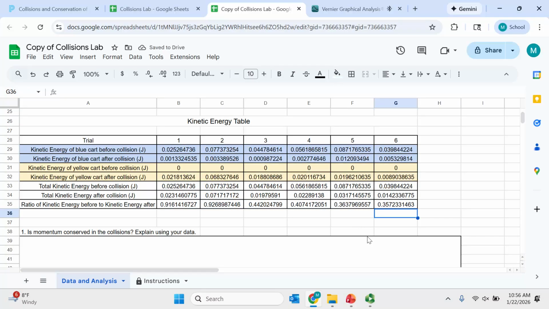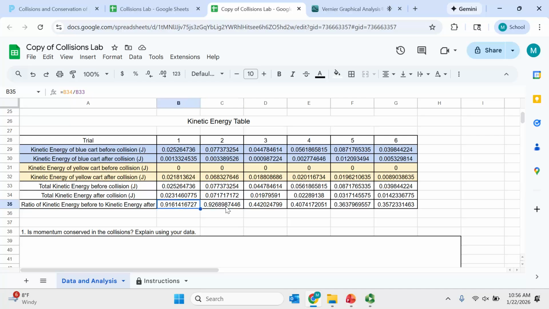So kind of like with momentum, what I'd be looking for if kinetic energy is conserved is numbers that are close to 1. Some of these are clearly not close to 1. If I look at trials 3 through 6, for me, those ones are not close to 1. These ones are not conservation of kinetic energy. The two that are pretty close to 1 are 1 and 2.